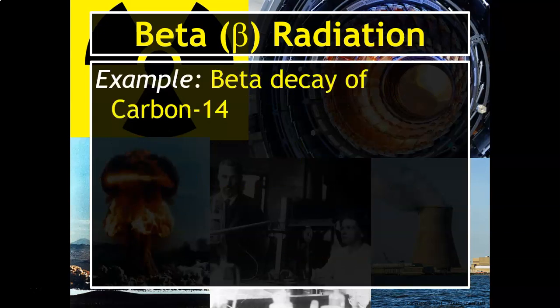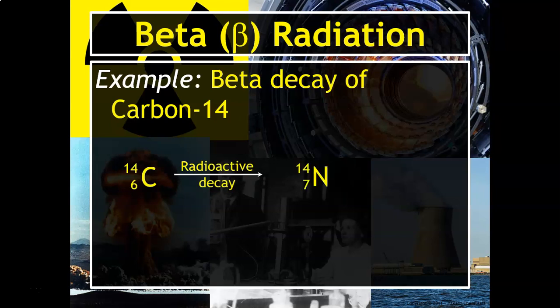Here's an example of beta decay of carbon-14. So we start out with our carbon-14, radioactive decay. It forms 14/7 N for nitrogen, right? So it's an isotope with the nitrogen-14 with 7 protons. And then we've got our beta particle. Notice again that the numbers will add up to the same thing on either side of the equation.